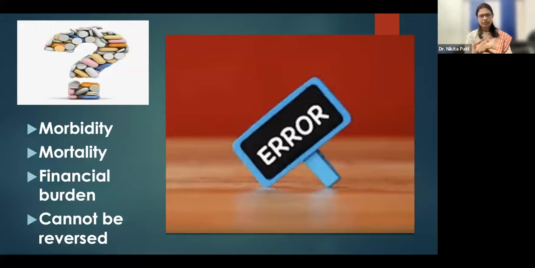Because the patient is anesthetized, what we have to look for is bronchospasm. We may come across bronchospasm directly, hypotension, arrhythmias, and maybe cardiac arrest directly. And we may not even get time to correct. And that is why there is increase in morbidity, sometimes mortality, then financial burden, not only on the doctors but the hospital, and things happen which cannot be reversed.